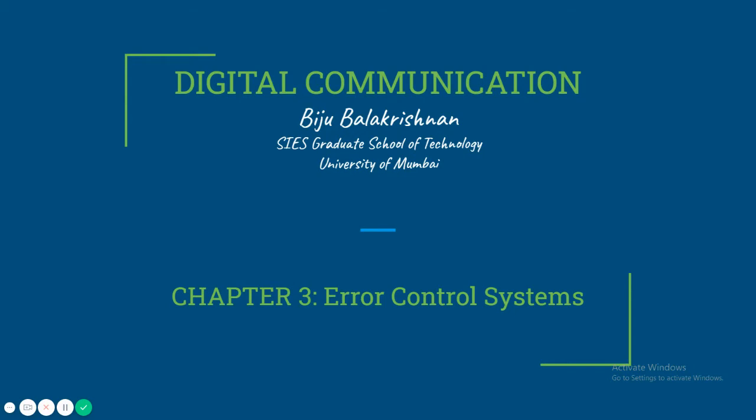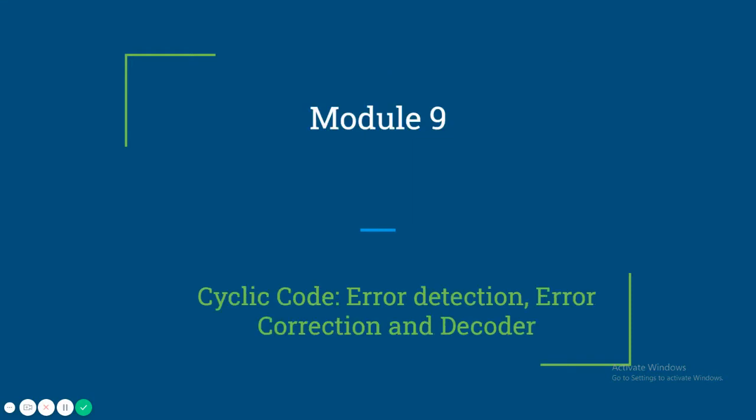Welcome to Chapter 3 of Digital Communication, Error Control Systems. Module 9 includes cyclic code error detection, error correction, decoding, and implementation of cyclic code decoder.